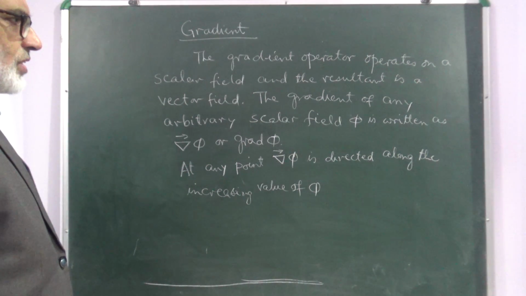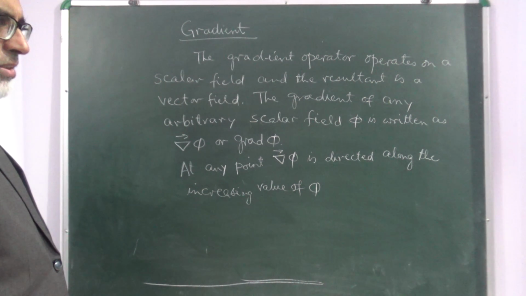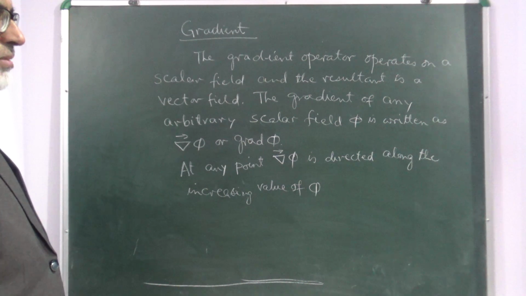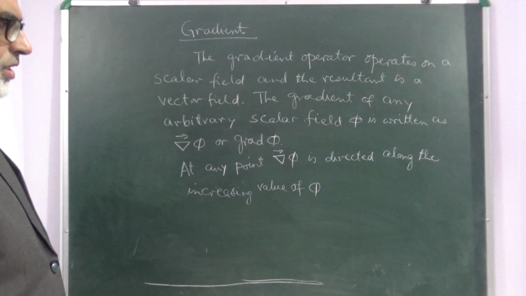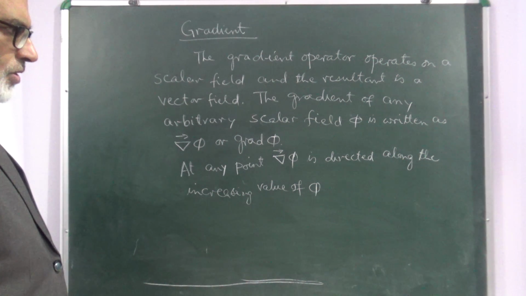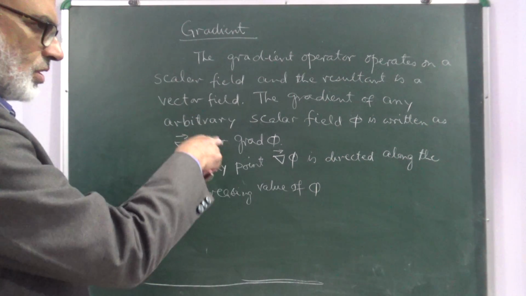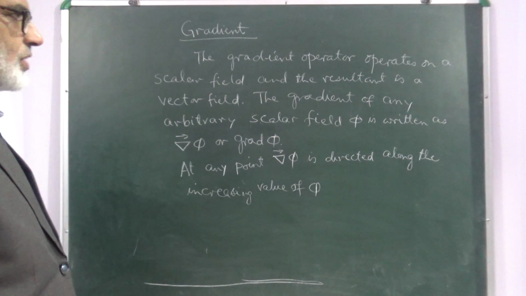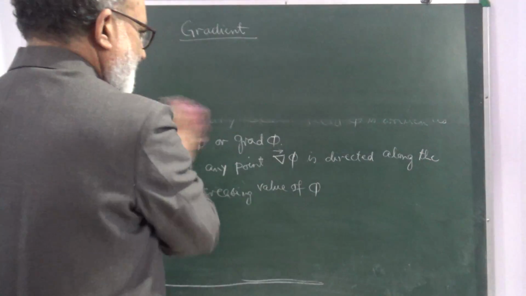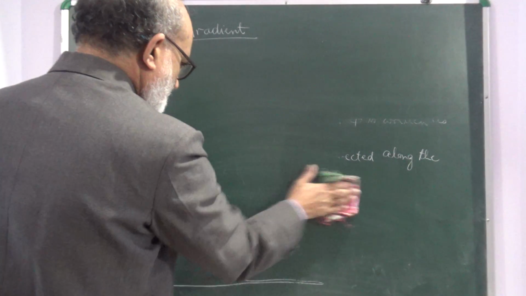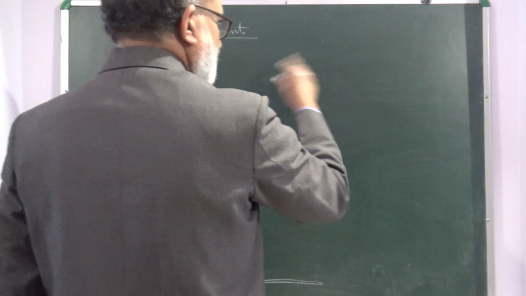Suppose we have a scalar field like electrostatic potential. The electrostatic potential is a field generated by the charged particle, and this is a scalar field. If you take the gradient of that field, of the electrostatic potential field, you will find that it is equal to the electric field, which is a vector field. This is an example of the gradient.